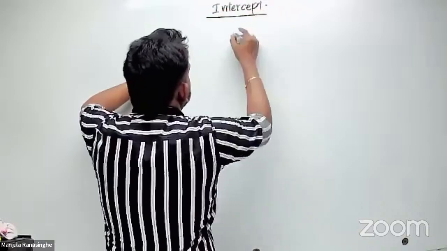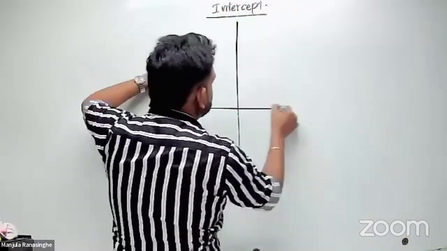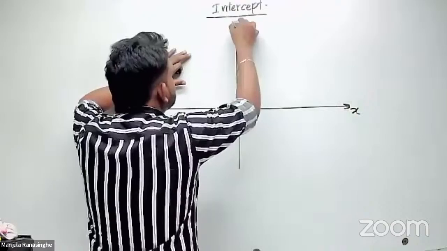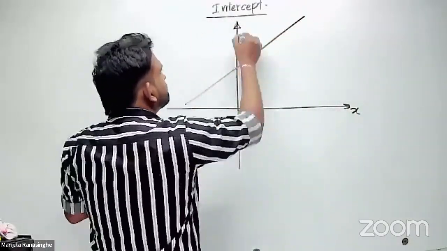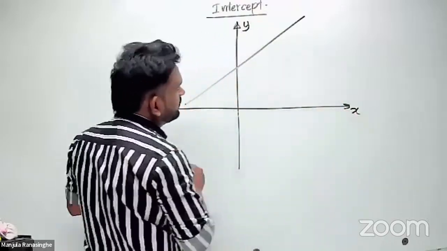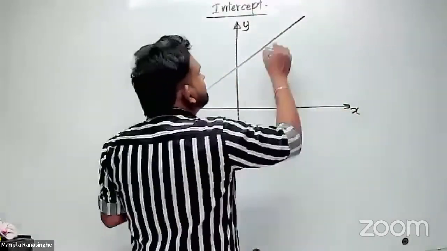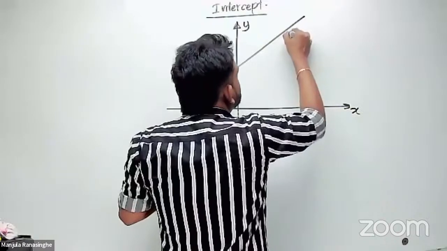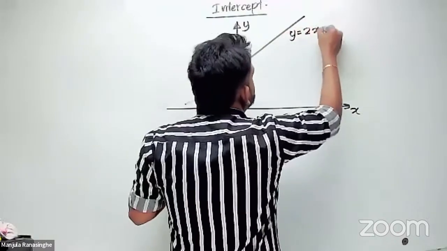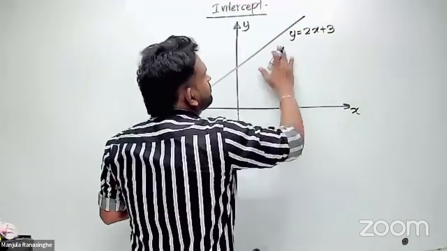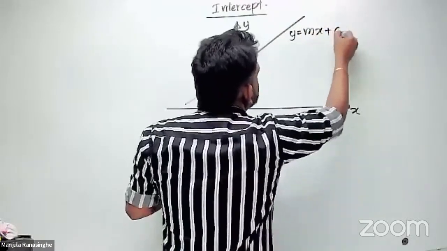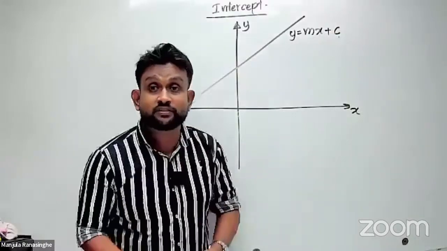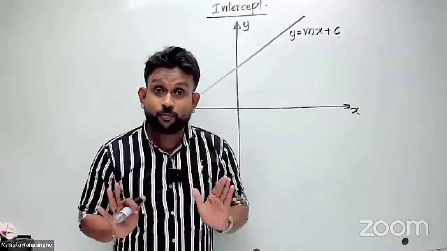Intercept. The intercept definition is this: where a straight line graph cuts the y-axis. This is the y-axis, this is the x-axis. Imagine y equals 2x plus 3. I generally take y equals mx plus c. So c is the intercept. Intercept means where the graph cuts the y-axis.